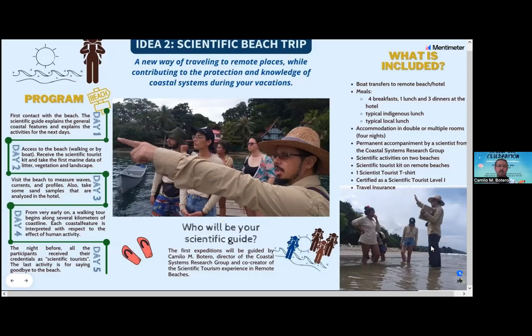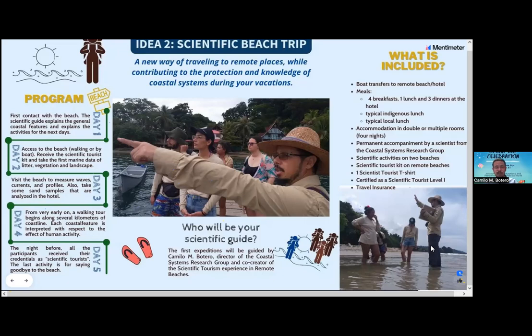In this activity, the first day is the first contact with the beach, and the scientific guide explains the general coastal features and the activity for the next days. We will be in a hotel, and on the second day we access the beach, walking or by boat, and receive the scientific tourist kit and take the first marine data on litter, vegetation, and landscape. On the third day, we visit the beach to measure waves, currents, and profiles, and also take some sand samples that will be analyzed in the hotel.